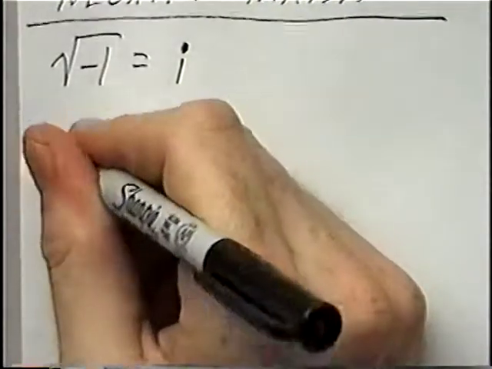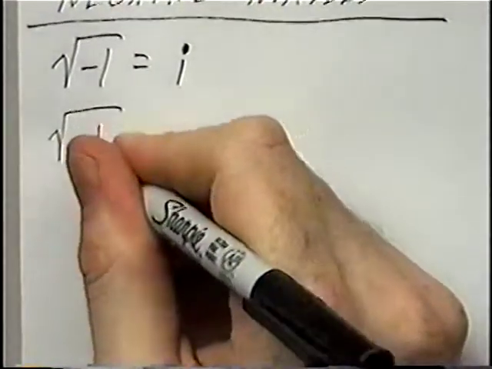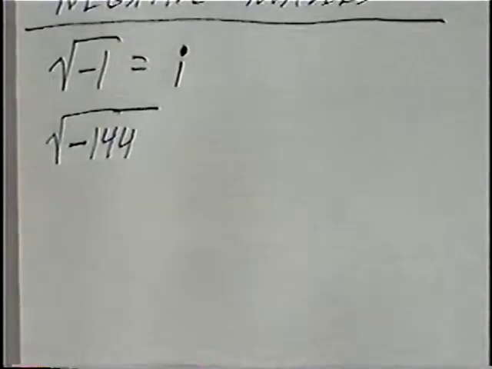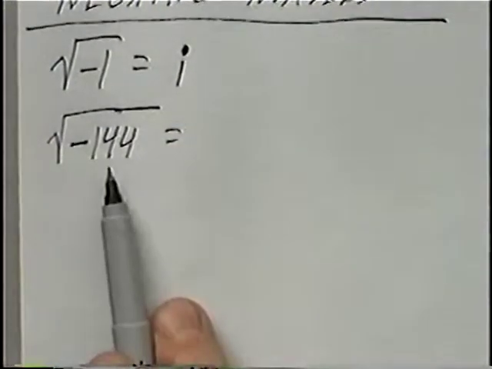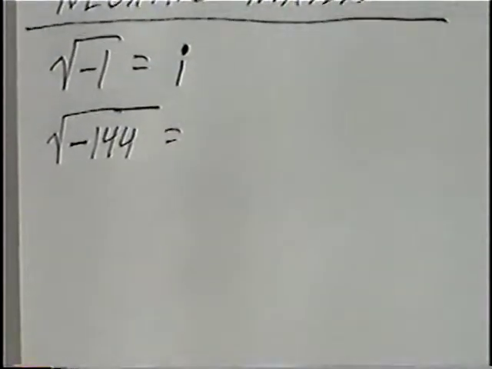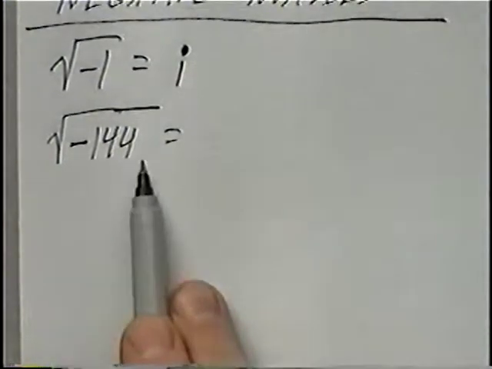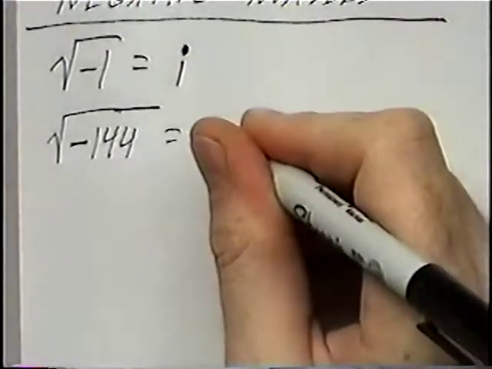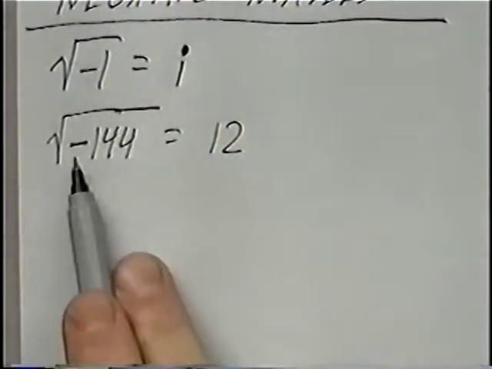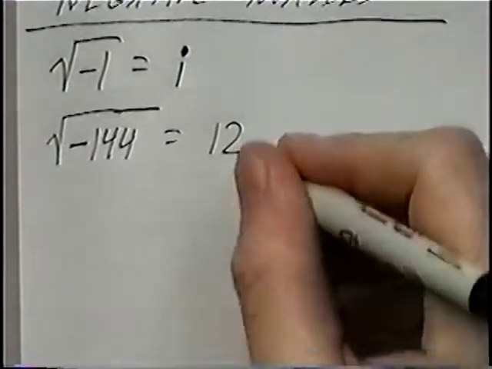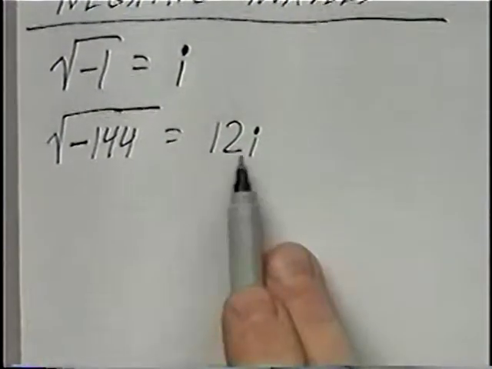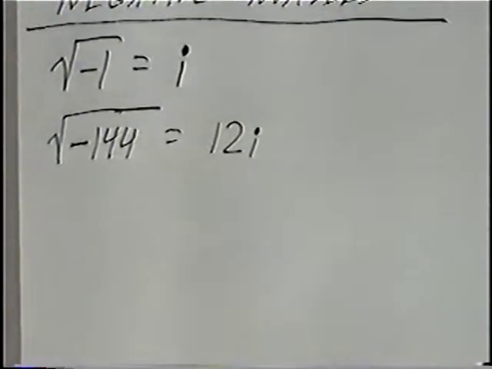Second question, the square root of negative 144. And again, there is no real number times itself that equals negative 144. What we can do to solve this one is just take the number 144, the square root of 144 would be 12, and since it's negative 144, the answer will be 12i. So 12i times 12i would be negative 144.